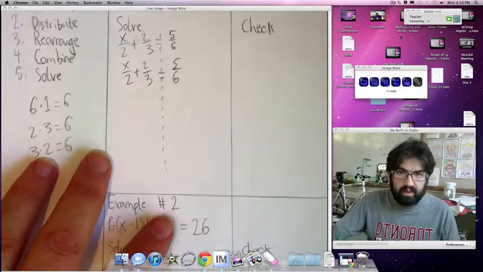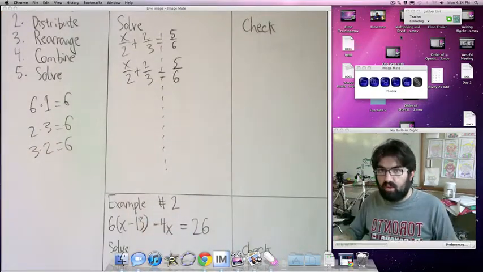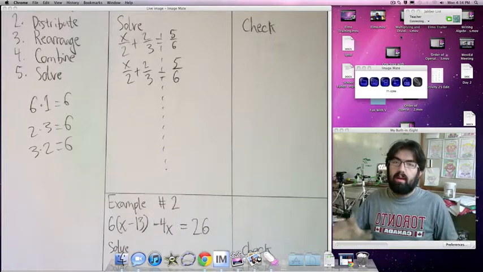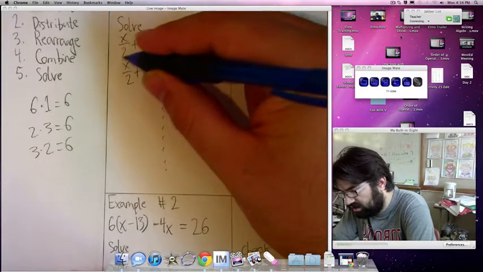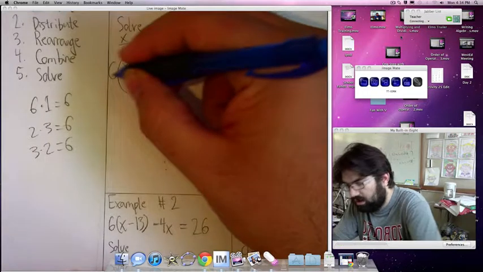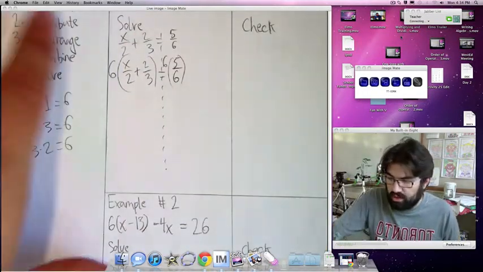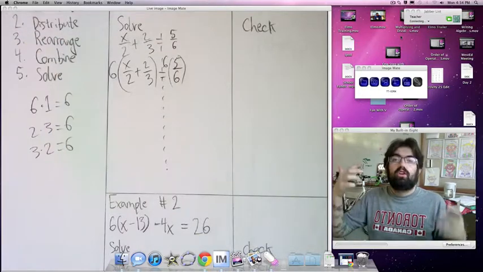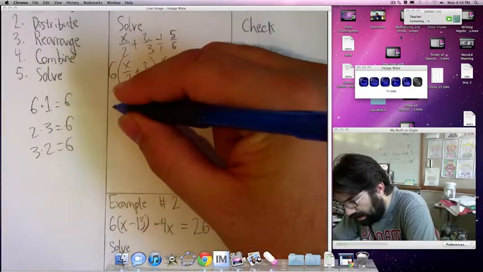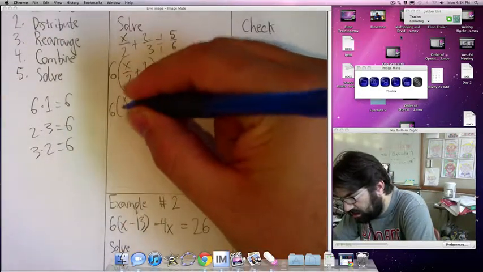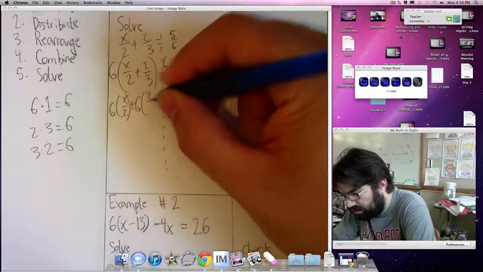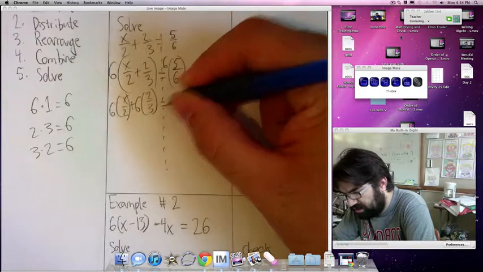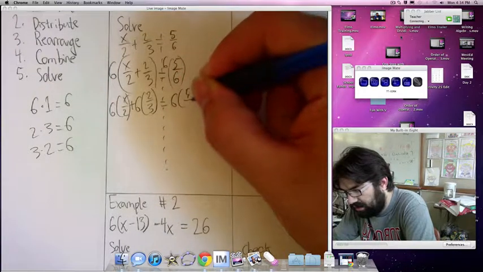We're going to do exactly what we did last time. I'm going to multiply both sides by 6. So I'm going to put this in parentheses and this in parentheses. I'm going to put a 6 in front. I'm going to use the distributive property to solve this. Well, that means I get 6 times x over 2 plus 6 times 2/3 is equal to 6 times 5/6.